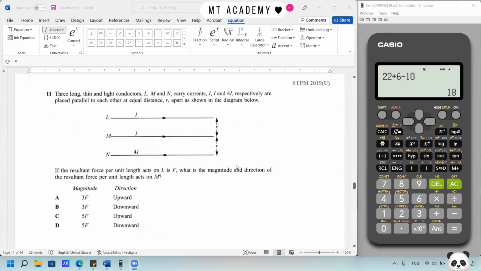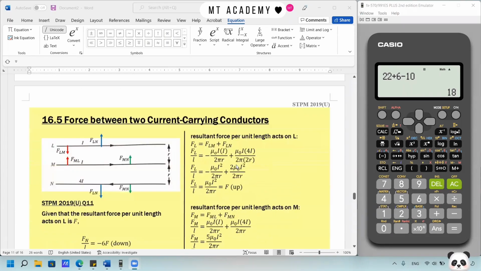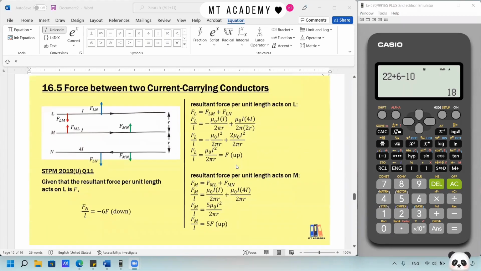So let's move to question 11. This question has been discussed before in one of my videos, so you can check back on it and I will provide a link in the description below. I also provided an additional question for this question, which is to find out the force on each of these 3 wires. You can check back on it and learn how to derive the resultant force per unit length on the wire.